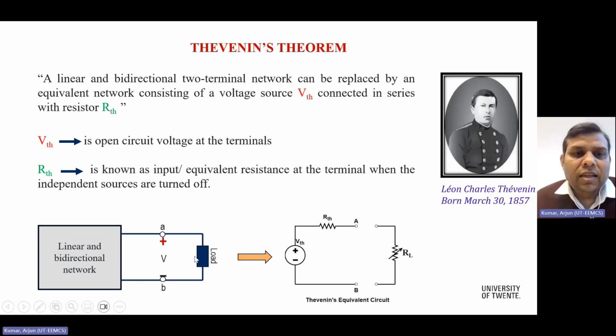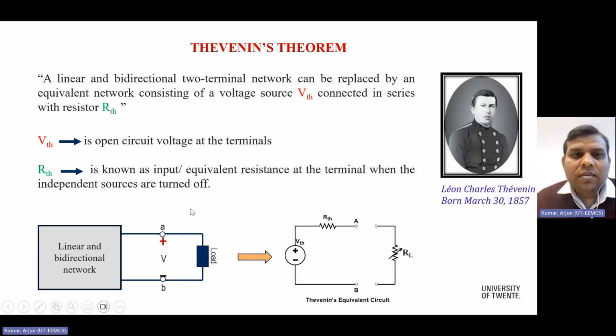If you have any fixed network connected with a variable load, then the whole fixed network is converted in the form of a Thevenin voltage source connected with a series Thevenin resistance. The voltage across the terminal, as seen in the figure, is called the Thevenin voltage, and the resistance looking from the open terminal of this network is called the Thevenin resistance.